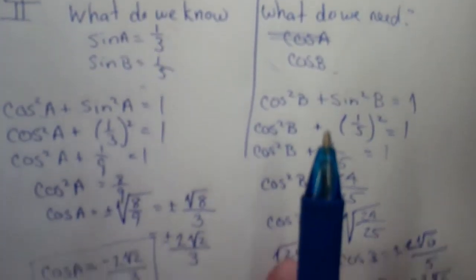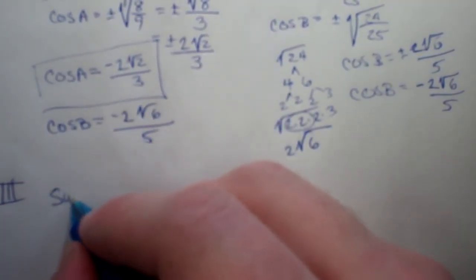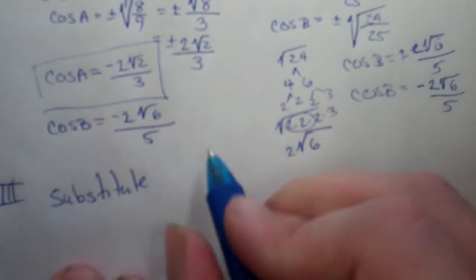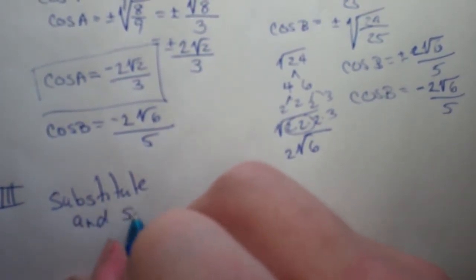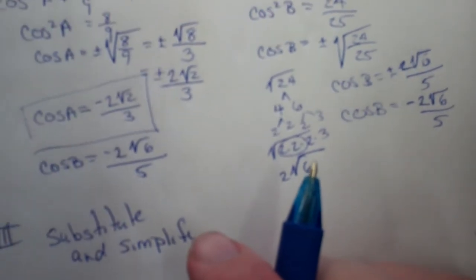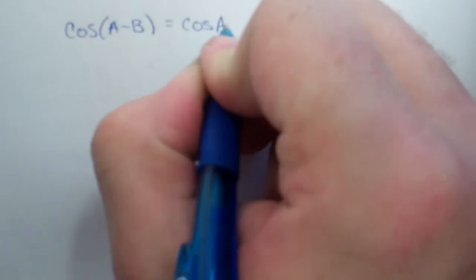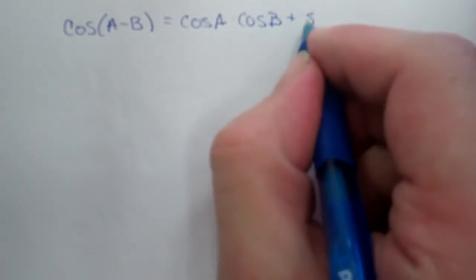The rest is just the third and final step, which is to substitute and simplify. So we're going to substitute these values that we have just found into the formula. Let's do that right now. So again, here is the formula. The formula that we're using is the cosine of A minus B is equal to the cosine of A times the cosine of B plus the sine of A times the sine of B.